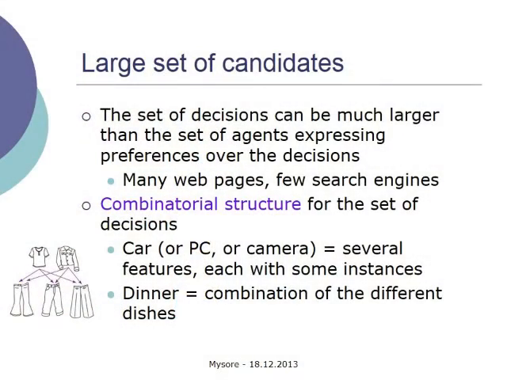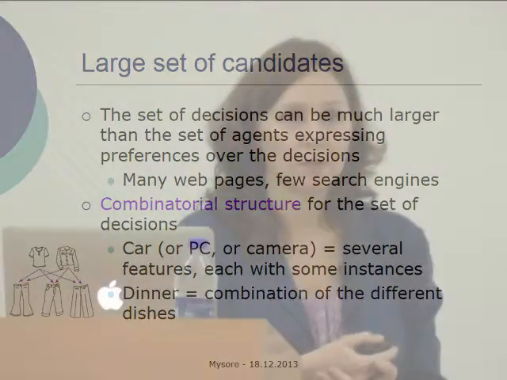Okay, so let's look at each one of the challenges at a time. So the first one is a large set of candidates. So why do we have a large set of candidates? Because usually for us, a candidate is an element of the Cartesian product of the domains of several variables. Okay, so as soon as you have a few variables with few elements in the domain of each variable, the Cartesian product becomes very big.